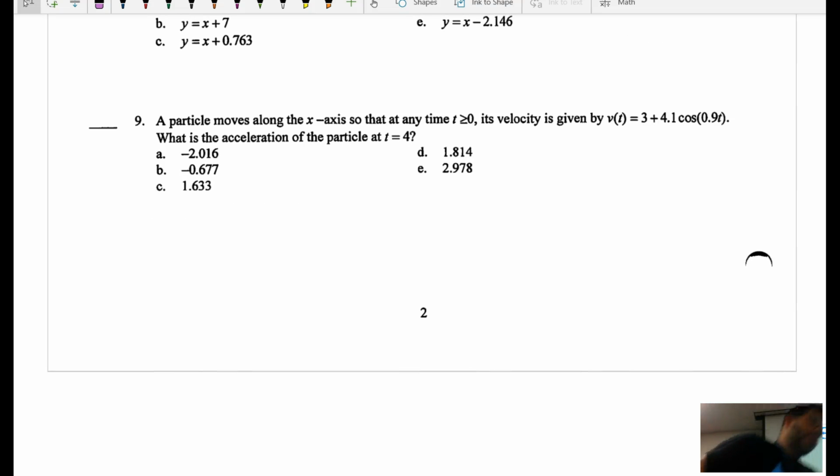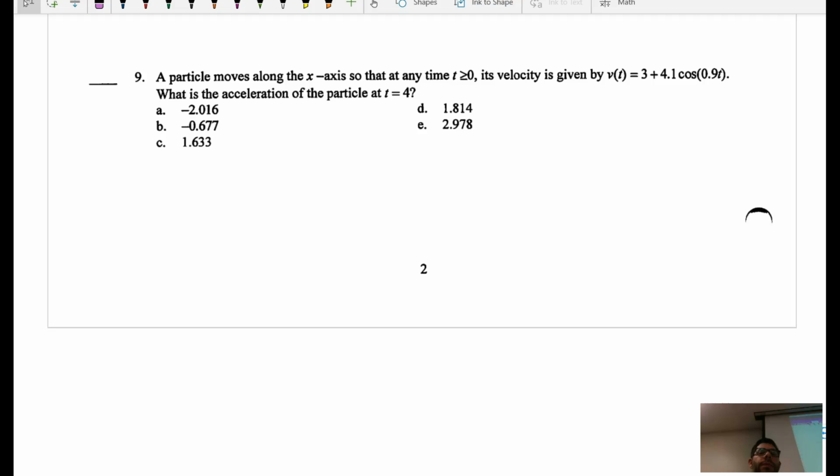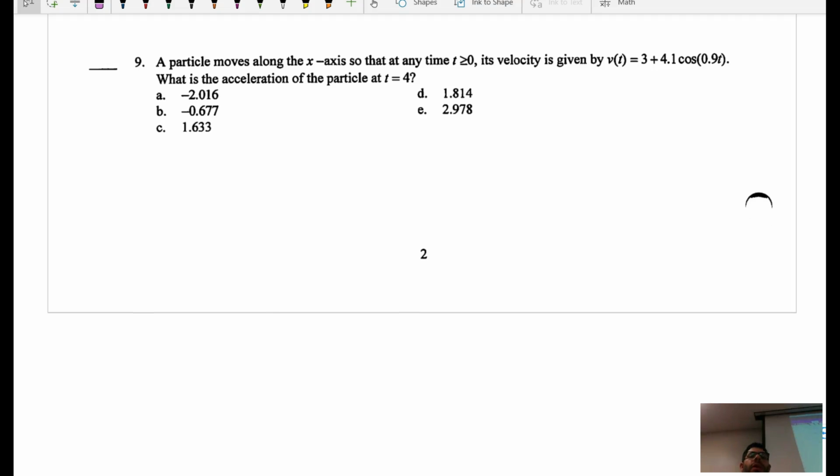This is y'all's next one. Okay, so a particle moves along the x-axis, and at any time the velocity is given by this function. What's the acceleration at t equals 4? So without calculating yet, what's the process that we would do to find the acceleration at t equals 4?